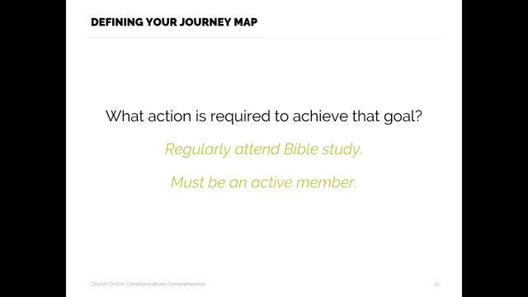They're earlier in the funnel because there's still a few steps. So even though they're attending Bible study, they should also be an active member. So when you look at it in that context, then you start mapping backwards a little bit more. What actions lead up to that final step of attending Bible study regularly?